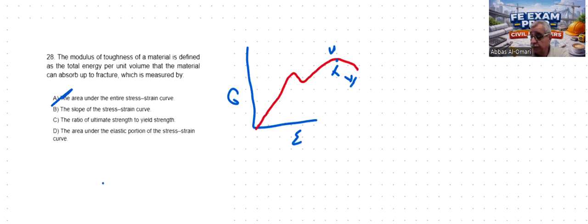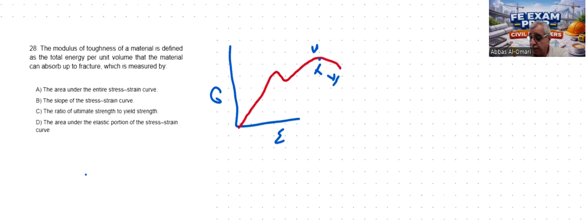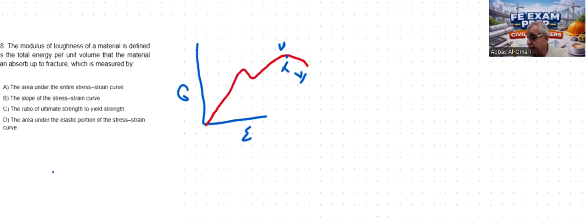So we have the modulus of toughness. The modulus of toughness of a material is defined as the total energy per unit volume that the material can absorb up to fracture, which is measured by. Now, toughness is the energy per unit volume up to fracture. Again, we go back to this stress-strain relationship. So toughness is the area under the stress-strain diagram up to fracture, this total area.